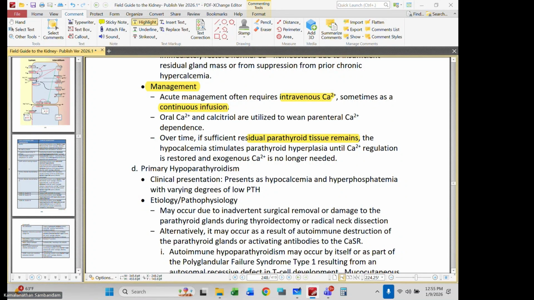Okay. And that's another reason why in these scenarios we don't oversupplement. You want them to be a little bit hypocalcemic because you want that hypocalcemia to stimulate the residual parathyroid gland. Okay.